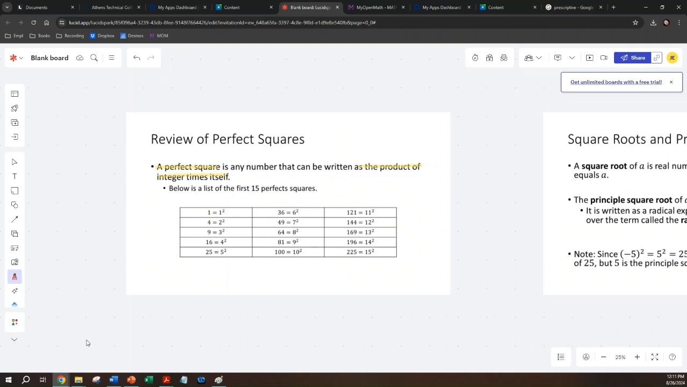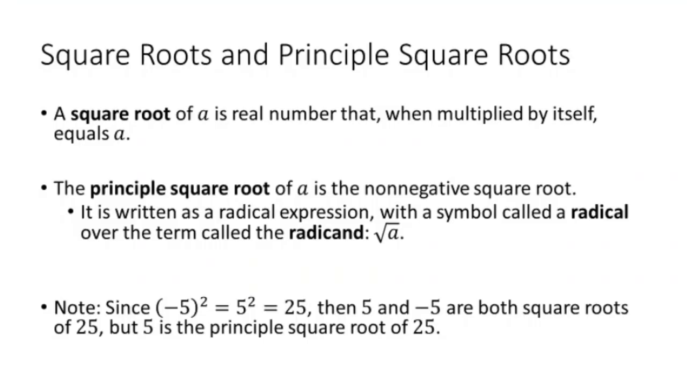And the way we got this list is we just evaluated 1 squared, 2 squared, 3 squared, 4 squared, and so on and so forth. So for example, 1, 4, and 9 are all examples of perfect squares, since 1 equals 1 squared, 4 equals 2 squared, 9 equals 3 squared. It is highly recommended that you memorize the first 15 perfect squares. It will make finding the square root of numbers and simplifying radicals later much easier if you have these values memorized. Now we'll talk about square roots and principal square roots.